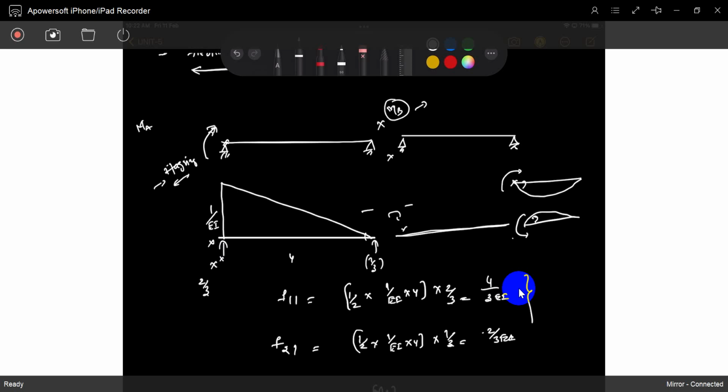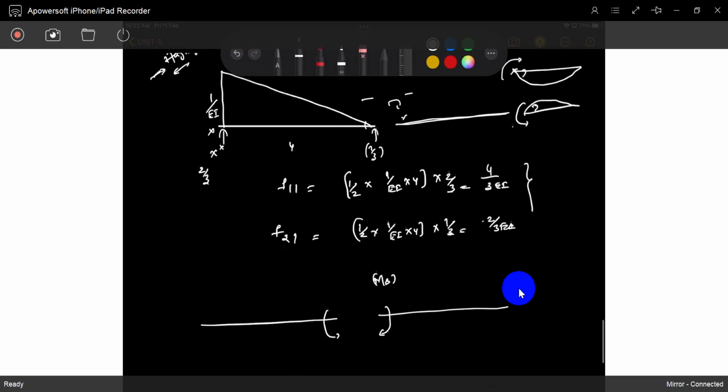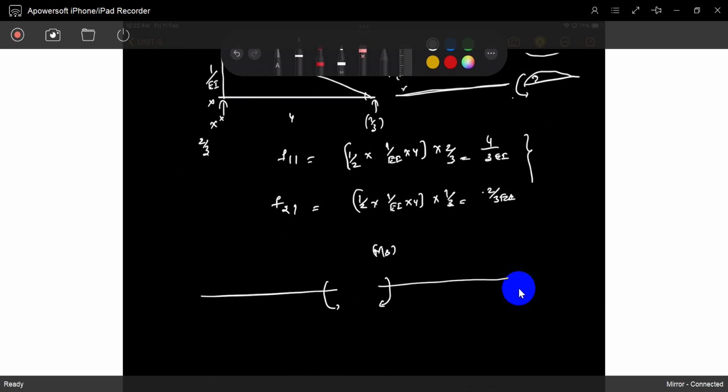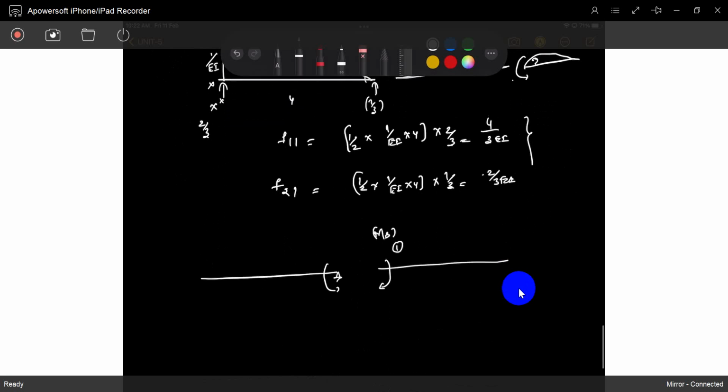But if you take this as hogging and this as sagging, finally you feel it is the same. If you take a positive value, hogging only will come. That's the only observation. Okay, so now you can see if you apply a unit force in the hogging direction, how does it behave? You have to apply the unit force on the joint.